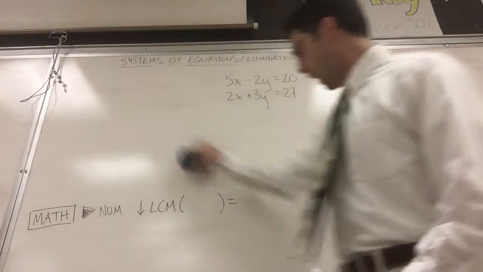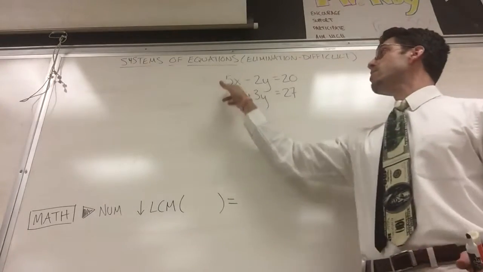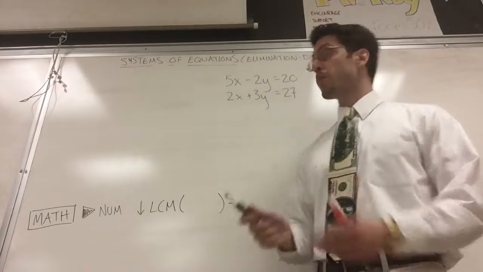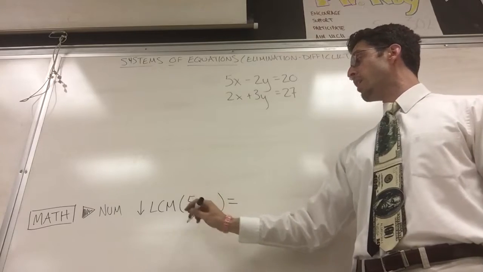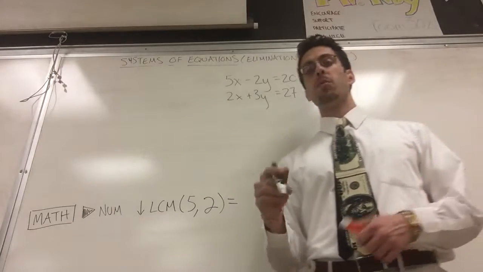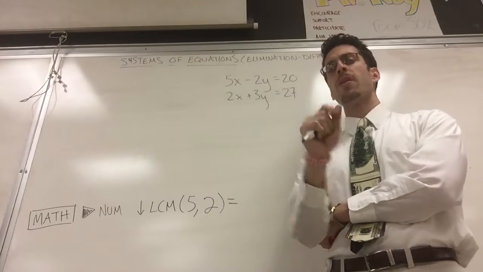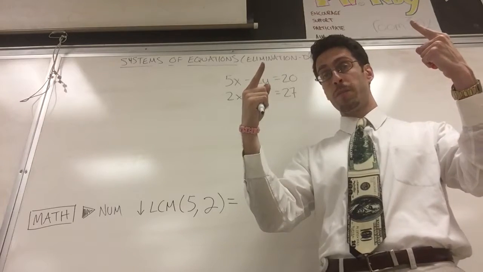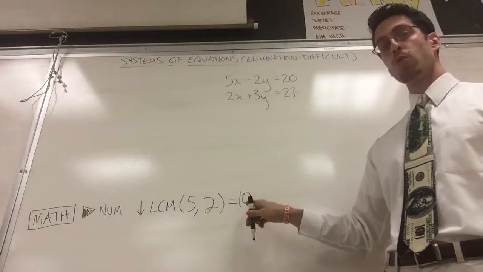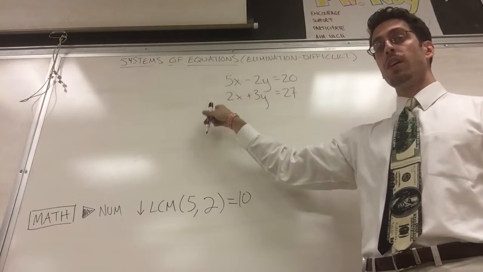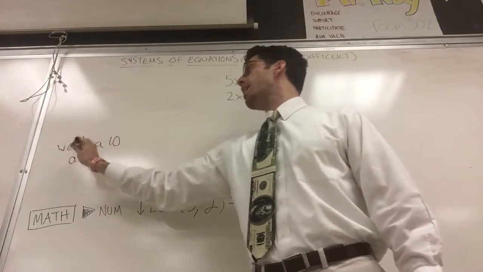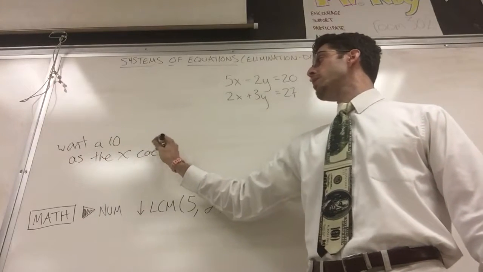So I want to somehow magically turn these two into the same number, and that is considered the LCM. If you're not sure what the LCM is, I want the LCM of 5 and 2. What is the least common multiple of 5 and 2? What is the smallest number that 5 and 2 both go into? Count by 5s, count by 2s. When do they meet? 10. So you want a 10 here, you want a 10 here. I want a 10 as the x coefficient.